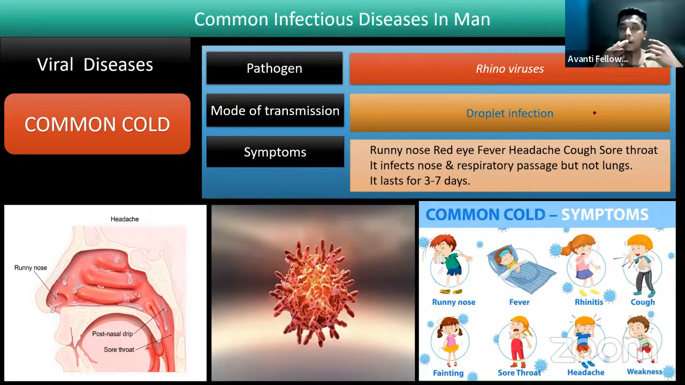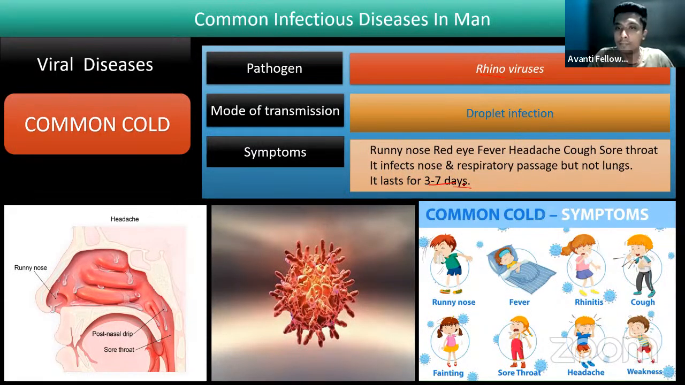If the infection occurs in the nostrils or nasal cavity, or near the pharynx or trachea, these are called respiratory passage infections or respiratory tract infections. So common cold is an example of a respiratory tract infection, and it does not infect the lungs at all. As I said, the common cold goes away by itself, and the symptoms usually last for 3 to 7 days. After that, you will start feeling better.